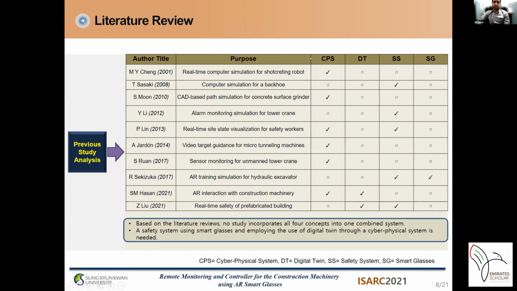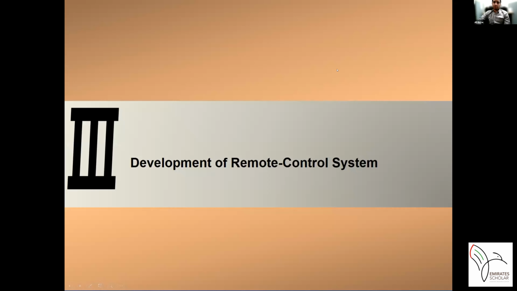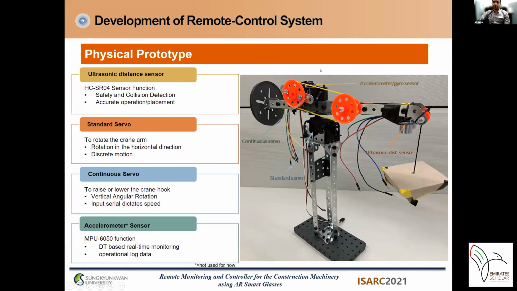So for the literature review, we reviewed the past papers of 20 years, and we divided them into four key strategies: the cyber physical system, CPS, the digital twin, the safety system, and smart glasses. However, when we reviewed the papers, we found that no existing study incorporates all of the four concepts. So a safety system using the smart glasses and employing the digital twin through a cyber physical system was needed.